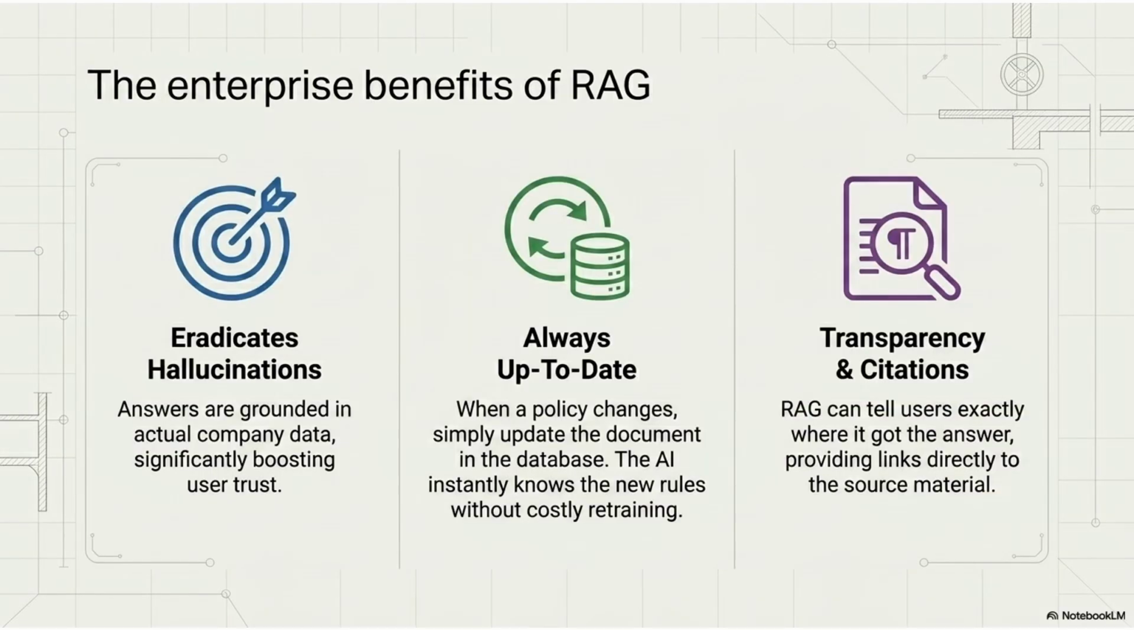Now, why are companies so obsessed with RAG right now? There are three big reasons. First, it eradicates hallucinations. Answers are grounded in actual company data, which massively boosts user trust. Second, it's always up to date. When a policy changes, you simply update the document in the database, and no expensive retraining is needed. Third is transparency and citations. RAG can tell users exactly where it got the answer, linking straight back to the source material, which boosts the trust.